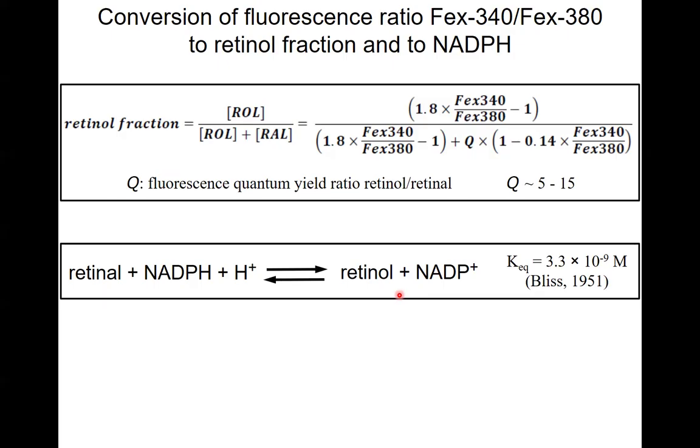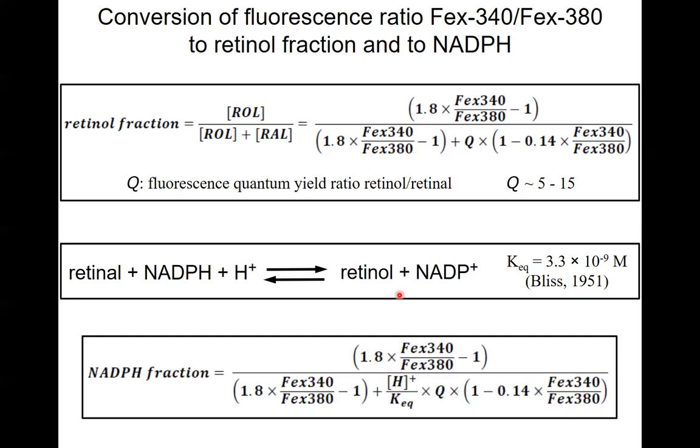And then we can actually run the numbers again. And this is basically what you could get for the NADPH fraction when you put this fraction over in this equation, along with the definition for the equilibrium constant. You do need the proton concentration, so one needs to go ahead and measure the outer segment pH.